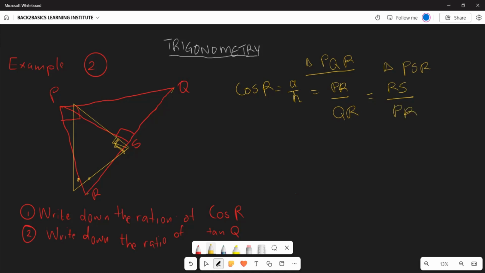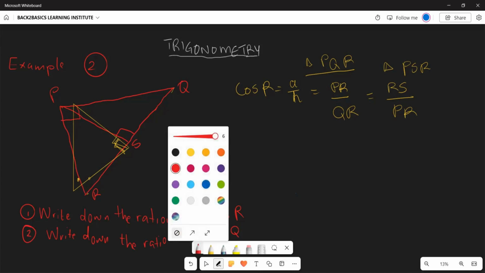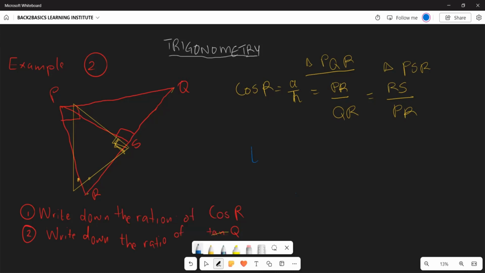Now let's look at this other question. They say you need to look for tan Q. For us to find tan Q, we need to firstly understand what tan is. Remember, tan is always opposite over adjacent, right? So what is it that we are going to do?